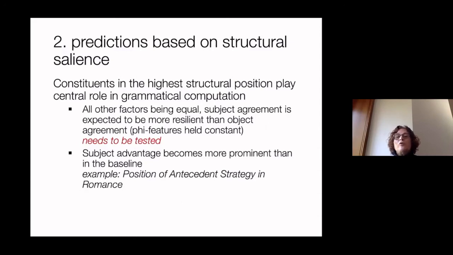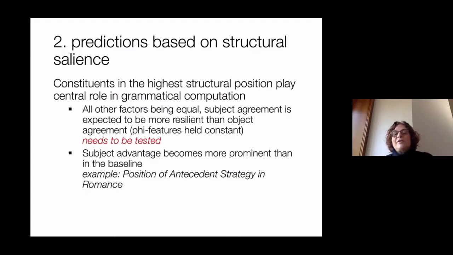that has to be with all 5 features held constant, because if you have subject agreement in person and object agreement in just number, then you're looking at person-number distinction. But in the language where both subject and object agreement is in the same 5 feature, we can predict that subject agreement should be more resilient. Subject advantage becomes more prominent than in the baseline.